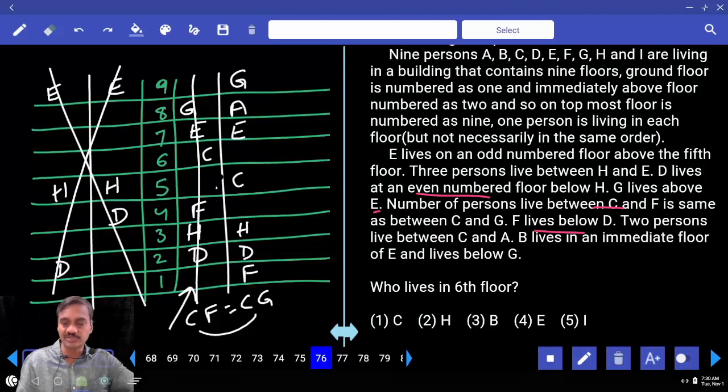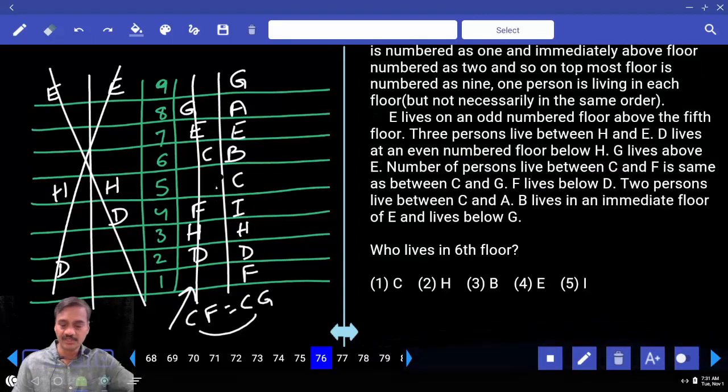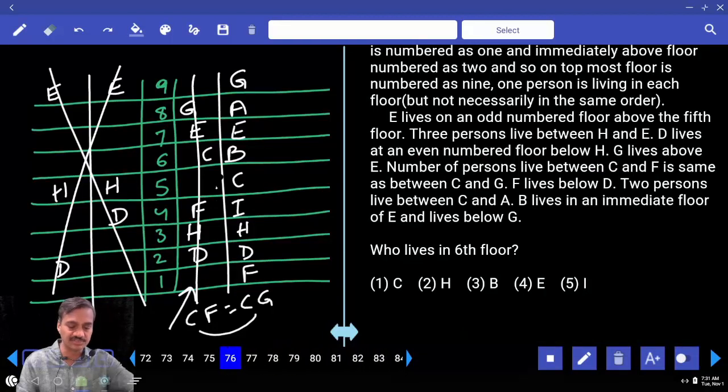And B lives on an immediate floor of E and lives below G. B lives on an immediate floor to whom? Immediate floor of E. Hence B is here. Then who is the person left over? A, B, C, D, E, F, G, H, I is the person left over. And who lives on the 6th floor here? B, that is choice 3, question number 76.